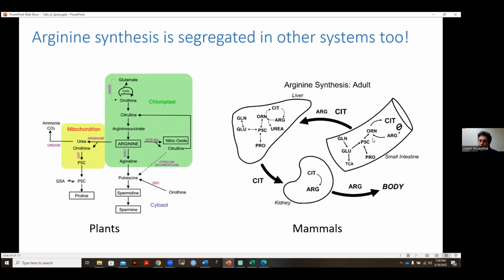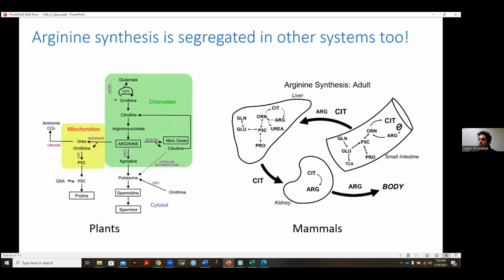So in animals, and mammals in particular, it's expressed in different organs. So in the kidney and the liver, and even in these organs, there are different parts of it that happen within different organelles within cells. Within plants, part of it happens in the mitochondria, part of it happens in the chloroplast. So basically, this particular metabolic pathway is segregated into some locations or some cell types in all of these systems.